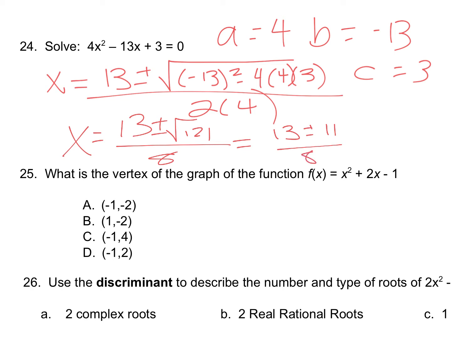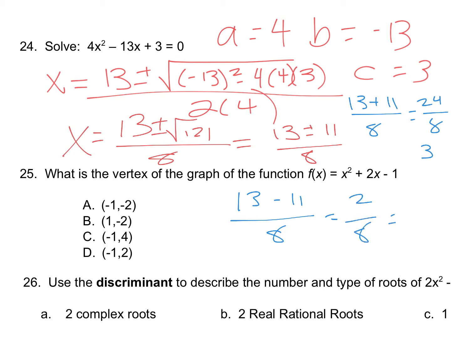So I do have to do that twice. 13 plus 11 over 8, which is 24 over 8, or 3. And then I do 13 minus 11 over 8, which is 2 over 8, or 1/4. So I get 3 and 1/4.